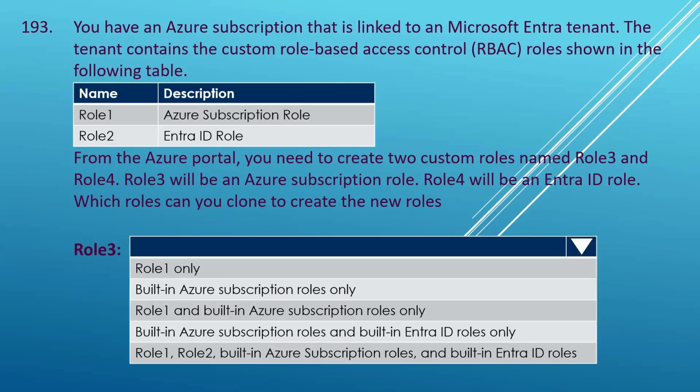From the Azure portal, you need to create 2 custom roles named role 3 and role 4. Role 3 will be an Azure subscription role. Role 4 will be an Entra ID role. Which roles can you clone to create the new roles? So folks, it is very important that you should know the differences here between the Azure subscription role and Entra ID role. So let's head to the Azure portal to understand which roles can be cloned, and then we will come back with a better idea to answer this question.